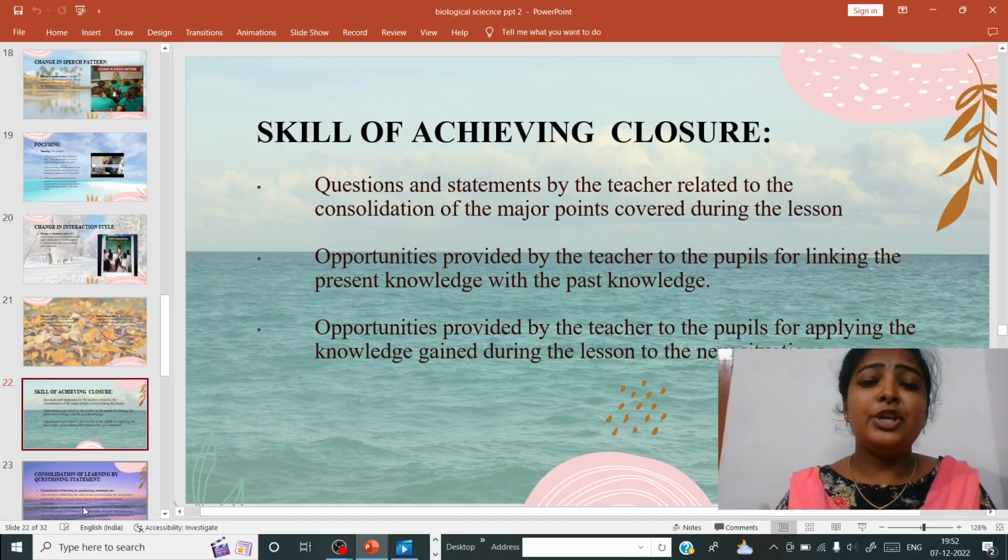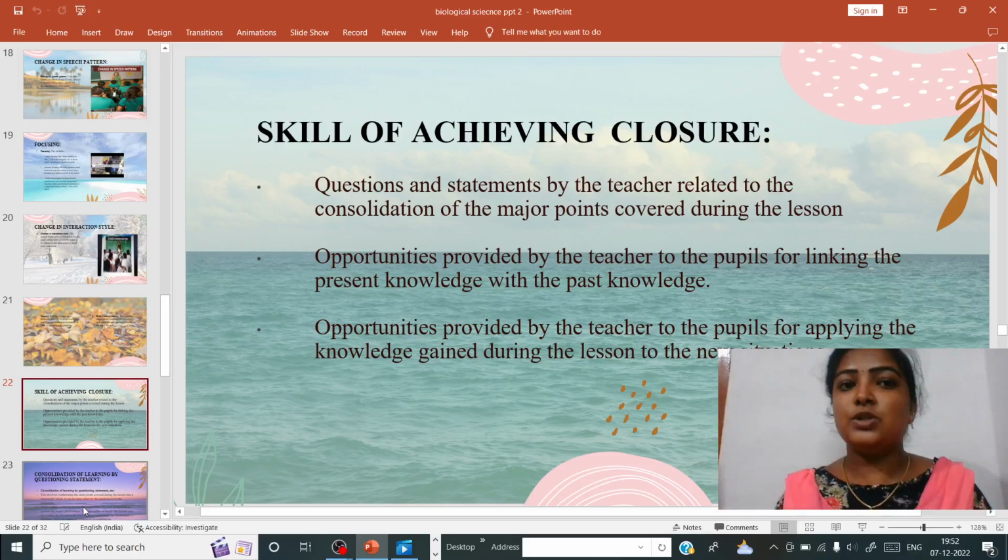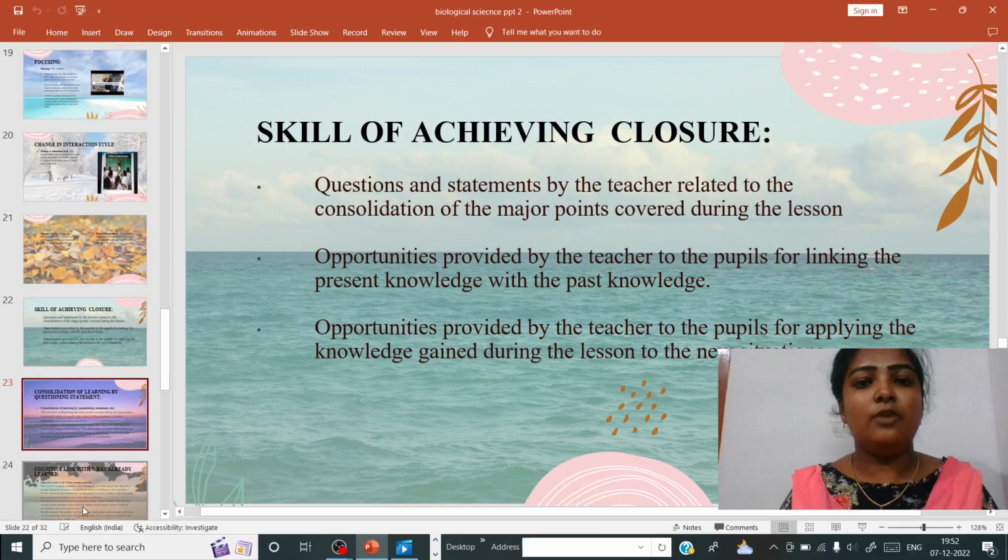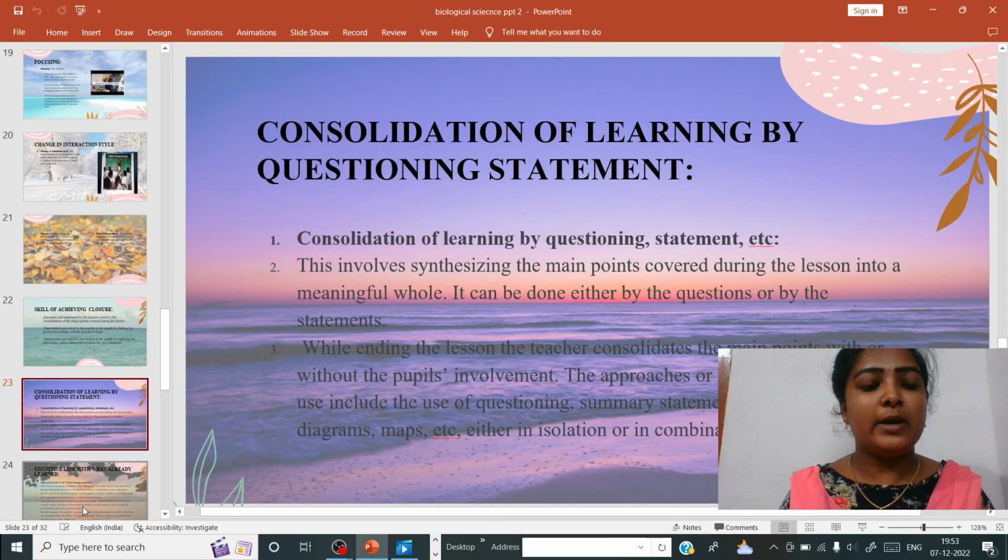After that, the opportunity is given by the teacher to the pupils for linking the present knowledge with new knowledge or past knowledge. Applying knowledge gained during the lesson to a future situation or a new situation is called the skill of achieving closure. After that, consolidation of learning by questioning statements. In this, we have to cover the lesson into a meaningful whole.